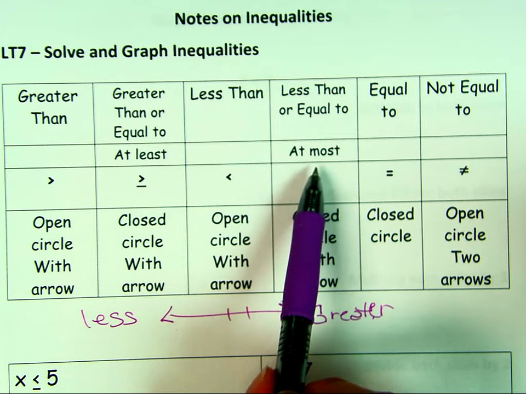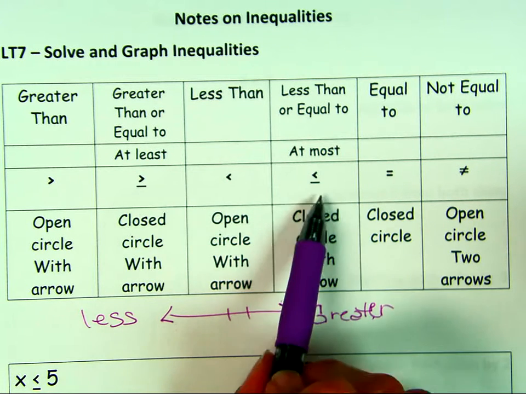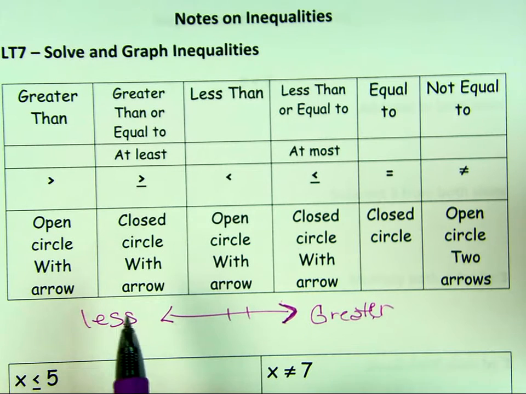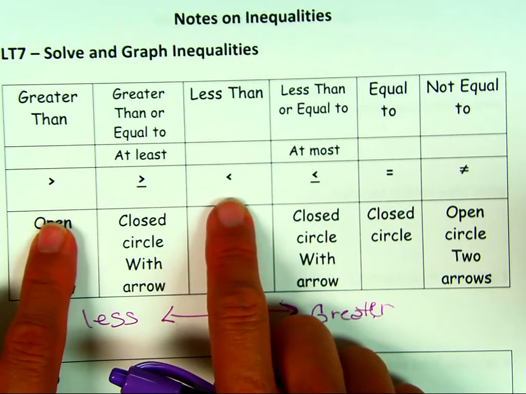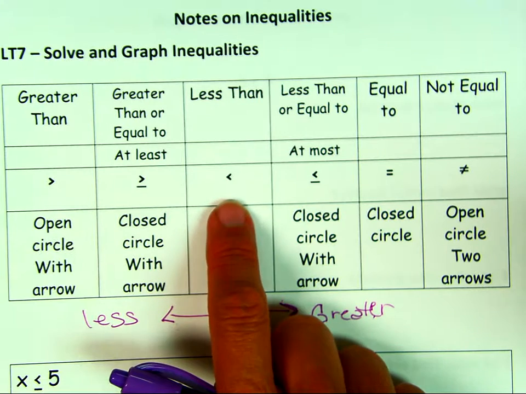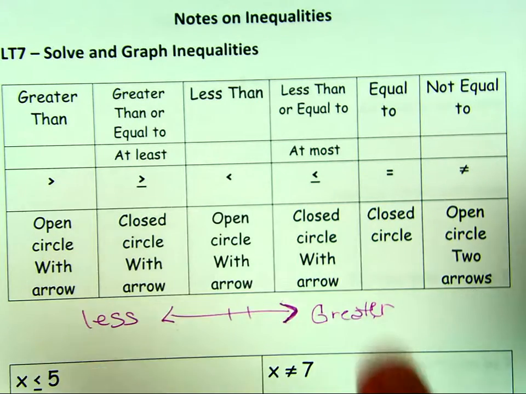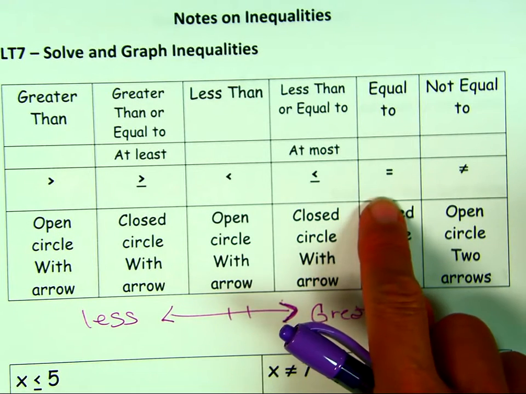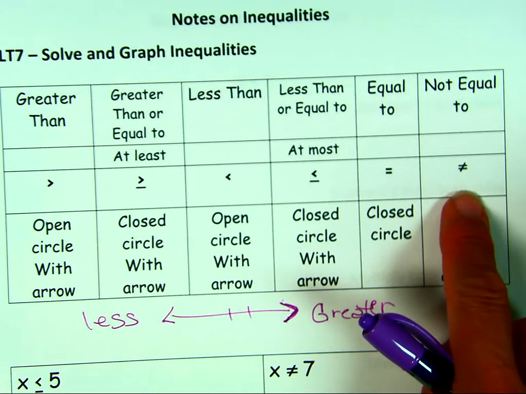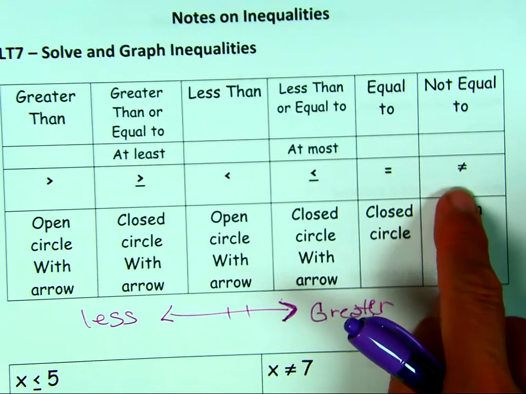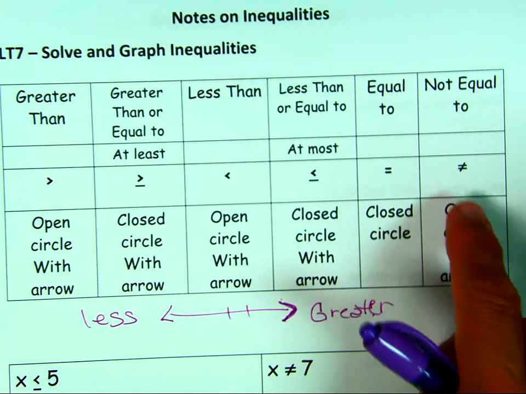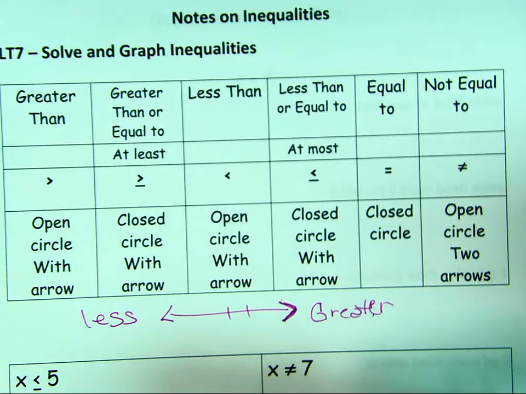But 3 is included. So we want to make sure that we know that the equal sign means whatever I'm talking about, it also includes that answer. If it's just less than or greater than, it doesn't include those answers. It goes right up to it, but it doesn't include them. And then, of course, equals is not an inequality, but not equals is. Sometimes it can equal everything except one thing. So we could also say it's not equals to.